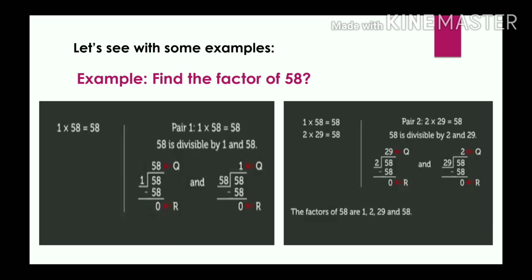Now, pair 2 is 2 multiplied by 29 is equal to 58. We divide 58 by 2 and we get 29 as the quotient, and if we divide 58 by 29, we get 2 as the quotient, which means 58 is divisible by 2 and 29. Thus, the factors of 58 are 1, 2, 29 and 58.